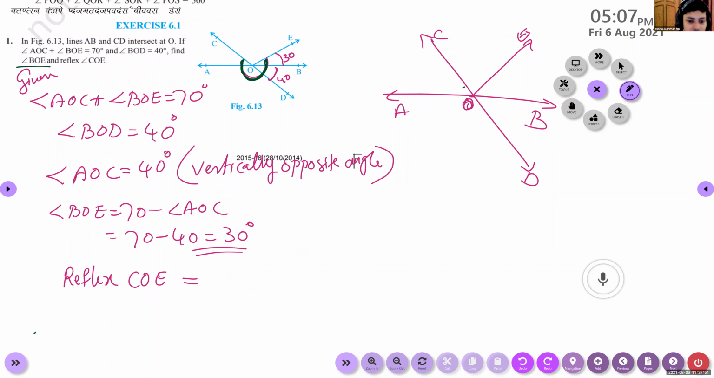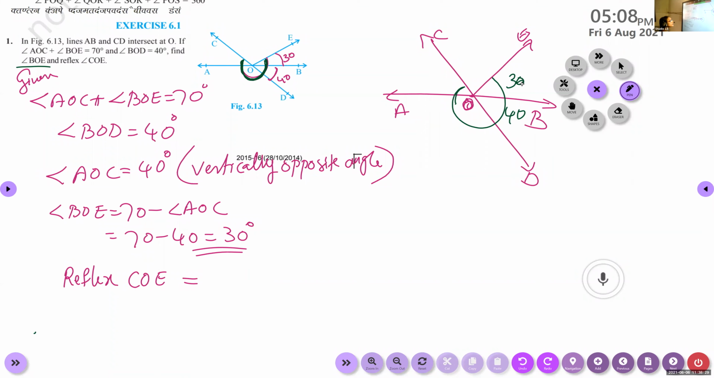This much you need to find. This is 30. This is 40. 250. Yes. How? 30 plus 40, 70. So the remaining is 110.